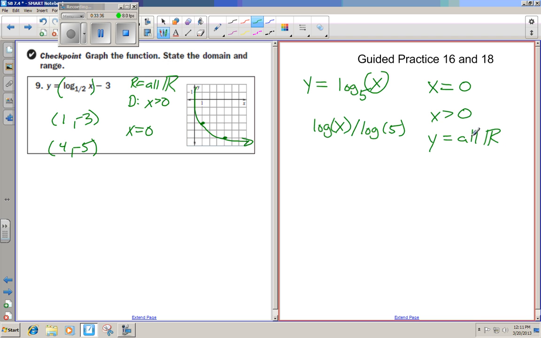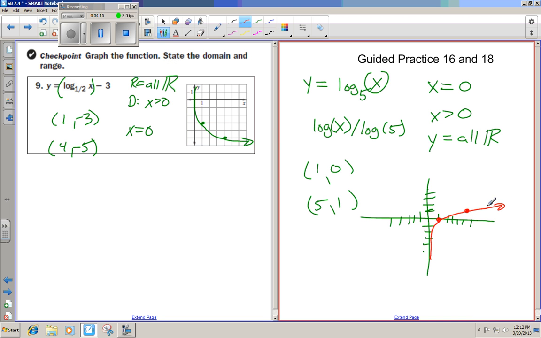Now we have all the information we need. Just find a couple of points to help yourselves out, and now you can graph. The two points that I found were (1, 0) and (5, 1). Those are some points that I would want to use. So you type that into your calculator, 1, 0 and then 5, 1, and your graph then looks something like that. That's a good sketch.